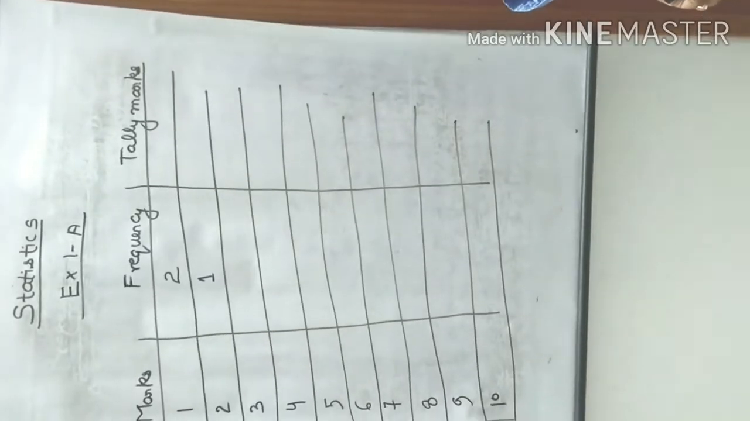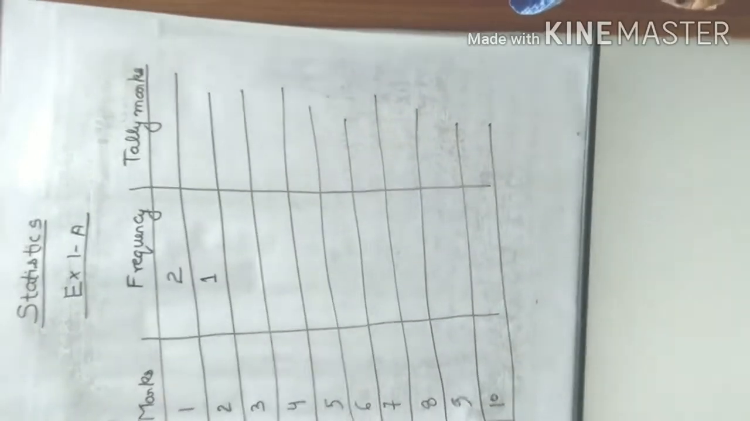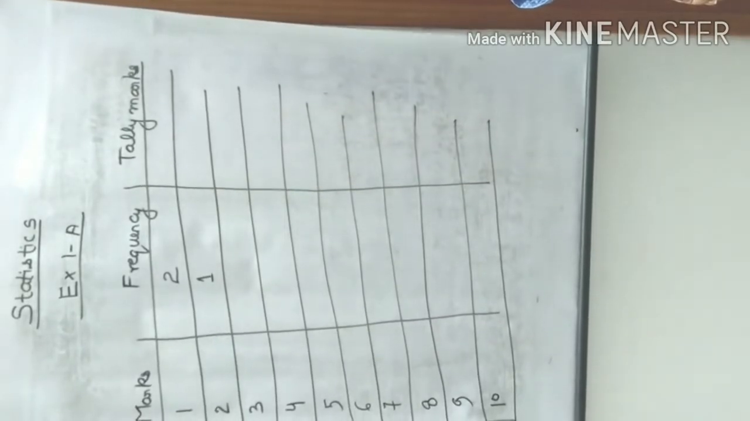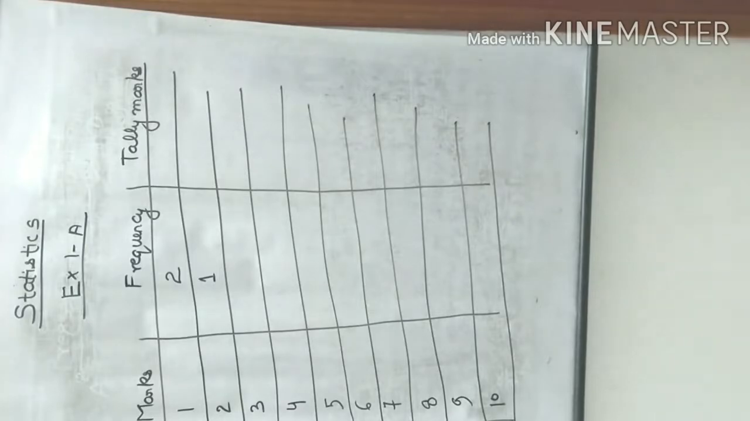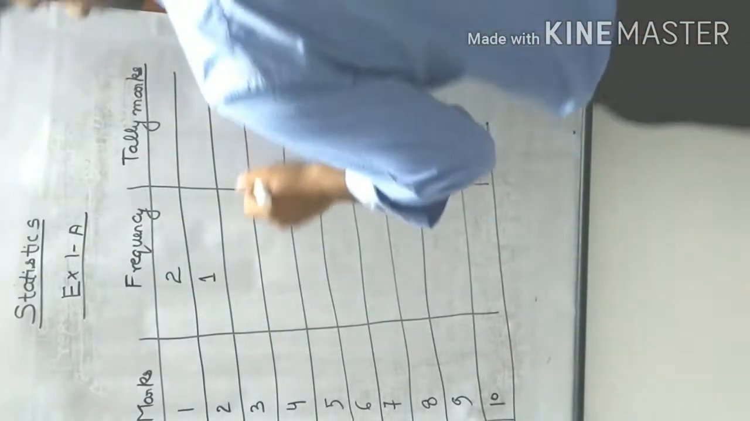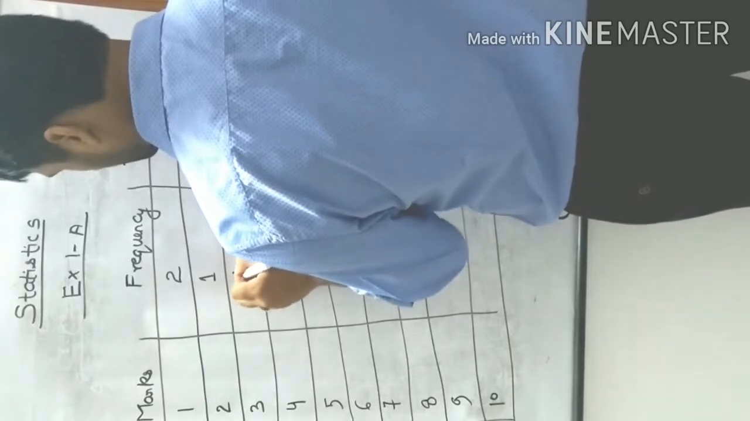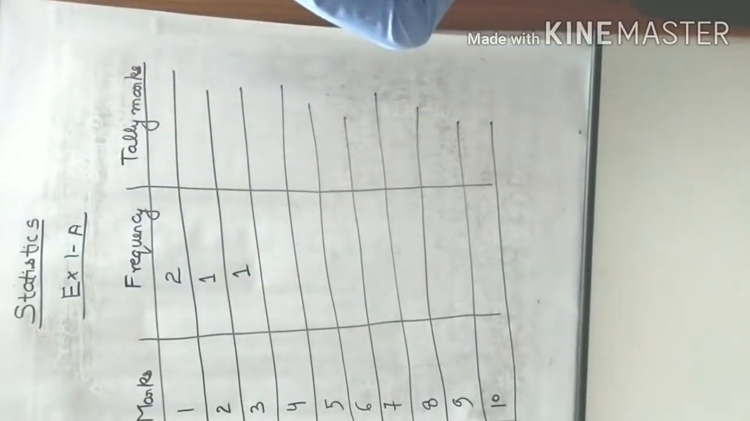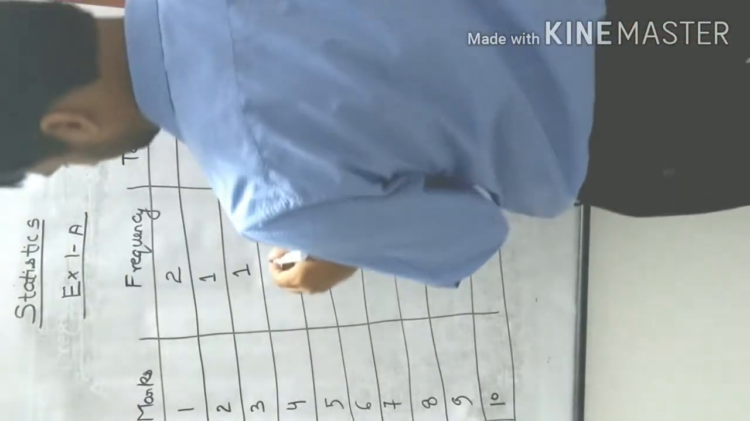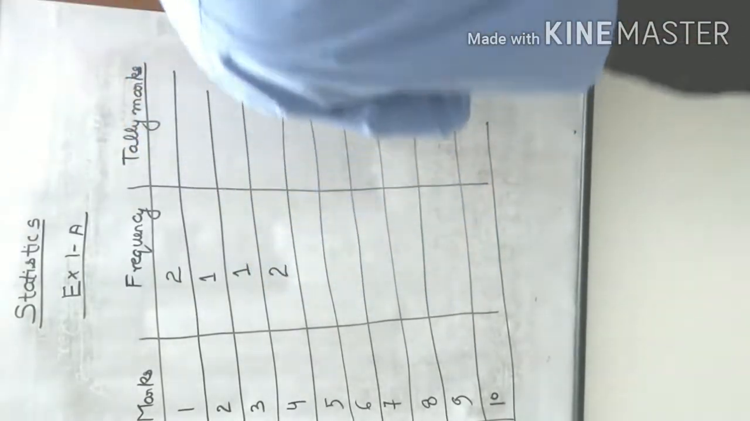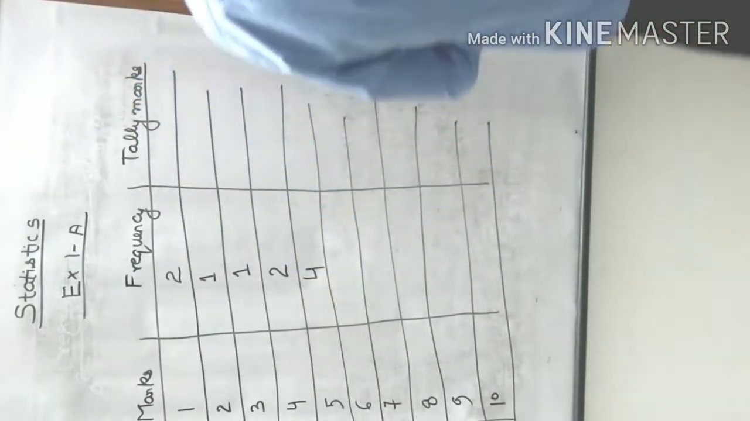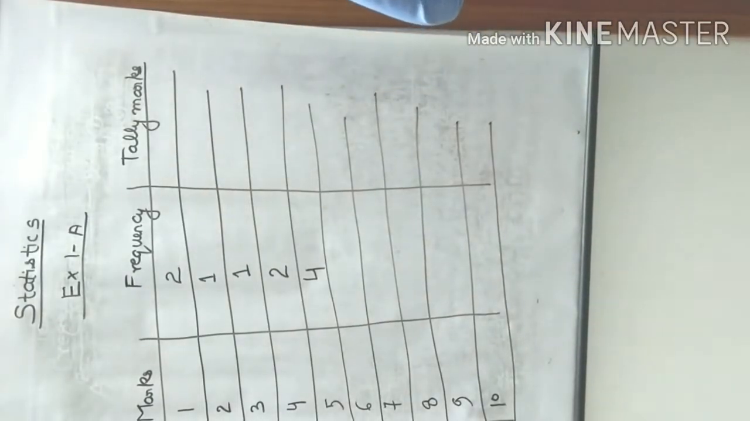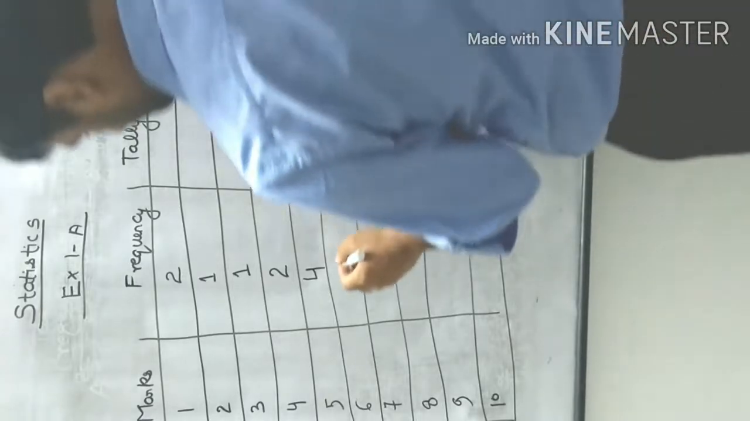The frequency of 3. How many students are getting 3 marks? Only one student got 3 marks. Then how many got 4 marks? You can see there are 2 students only. Then how many got 5 marks? You can see here that 4 have got 5 marks. Then how many got 6 marks? 3 students.